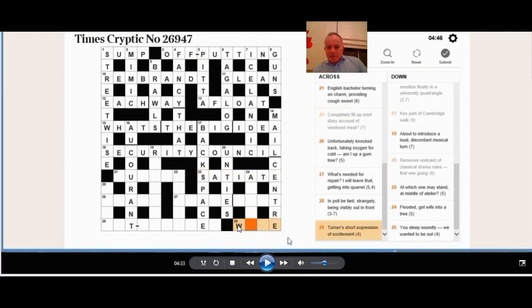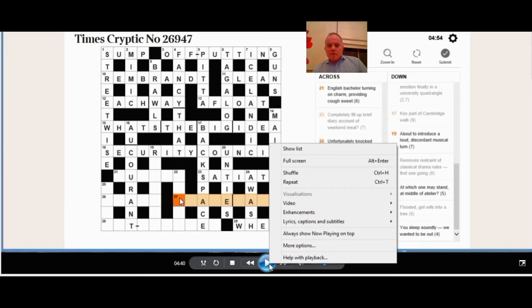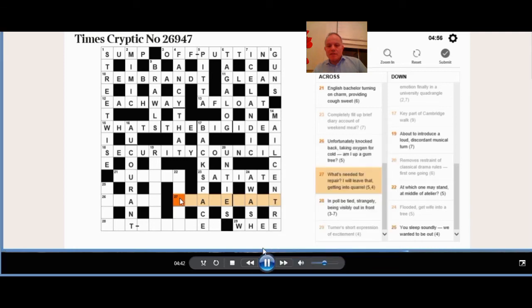29, Turner was the key word here. So once I'd thought of that being not the artist, but something that turns, then that gives me wheel, and once that's shortened by one letter, I've got an expression of excitement to fit the clue, is we. So then 24 down, flooded, given those letters in the grid, that has to be awash, which is W in A ash. And 27 across, again, the definition's the key part. What's needed for repair? Spare part.